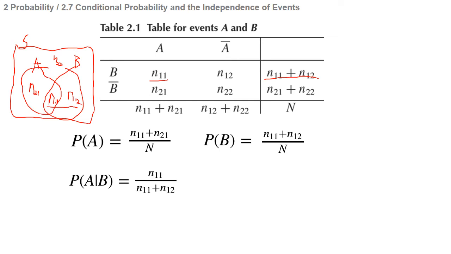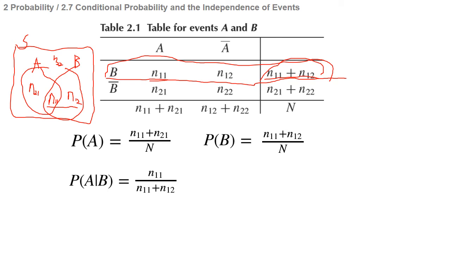From the definition, and actually this can be derived from here. Probability of A given B. So given the situation B, what would be the probability of getting A? The total number for B is this thing, and the case for A is n11. So it's n11 divided by n11 plus n12.